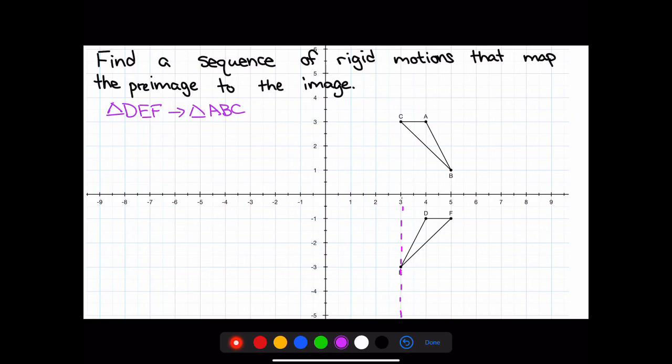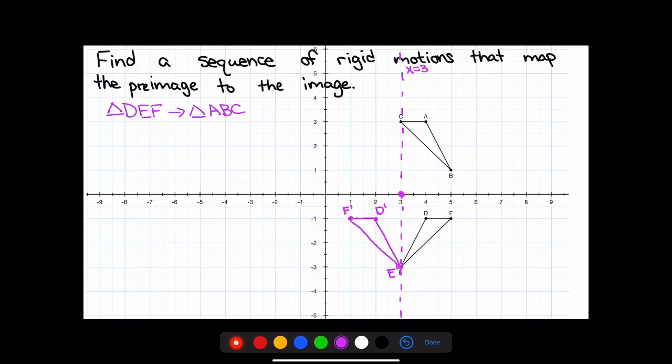I'm going to reflect across the line x equals 3. So that's this purple line here, x equals 3. And the way I know that, if I go to 3 on the x-axis, it should just be a vertical line straight up and down. That's x equals 3. So I go ahead and I take DEF and I reflect it across that line, and it will give me this purple triangle right here, triangle D prime, E prime, F prime. Whoops, I need to get rid of one of those. There we go. So we now have our new purple triangle.